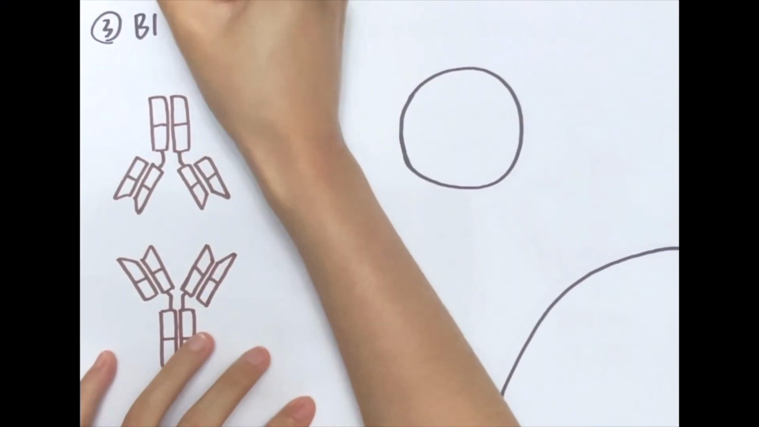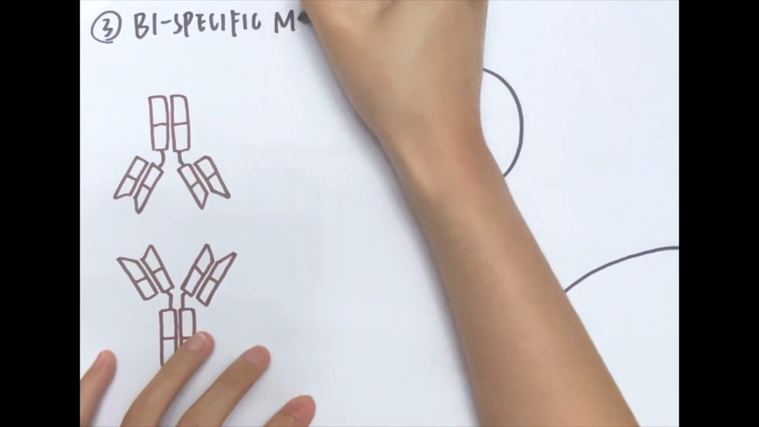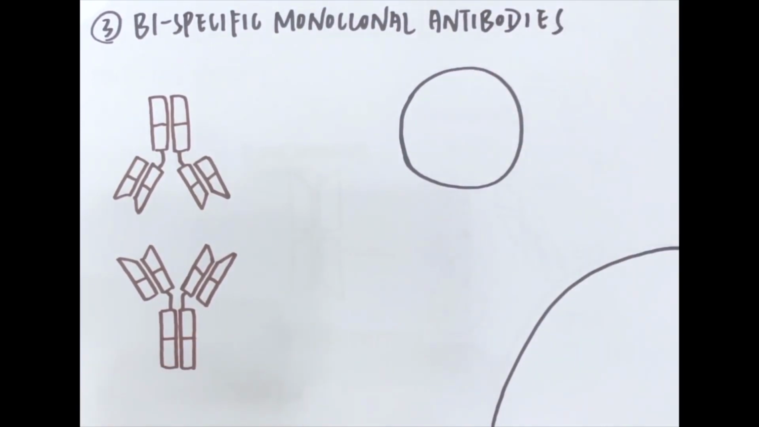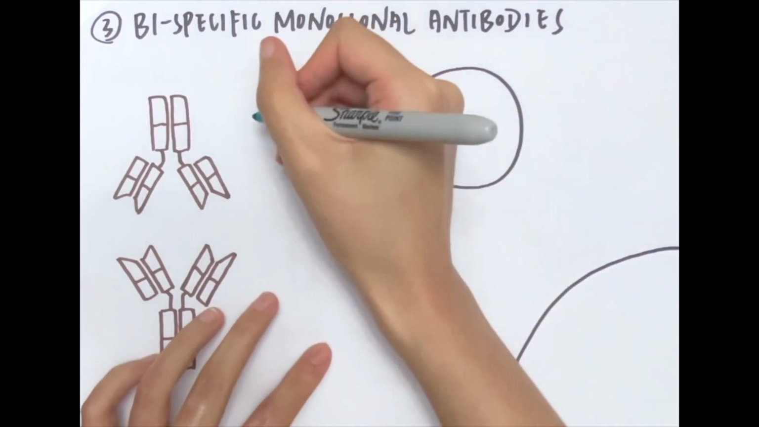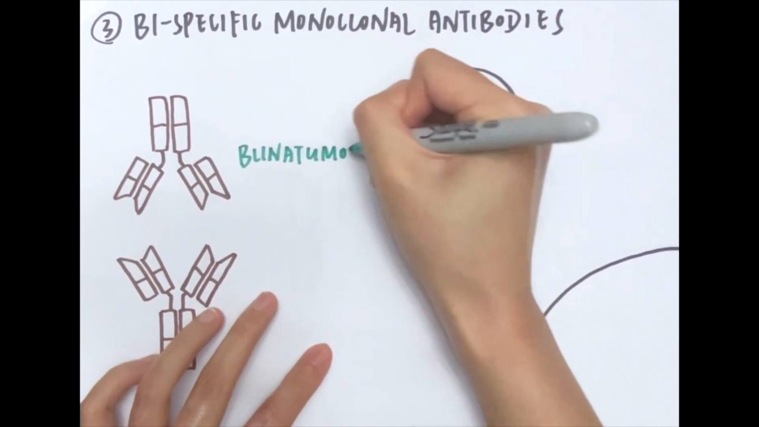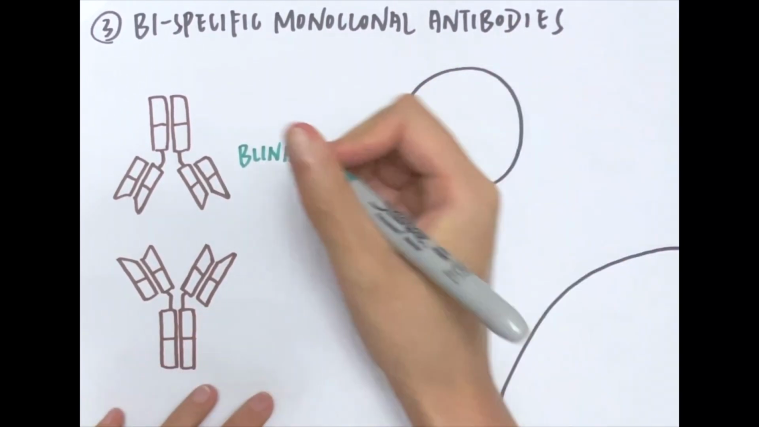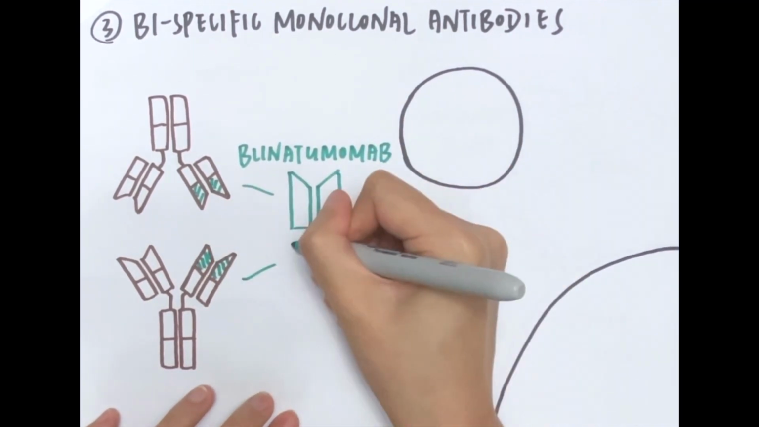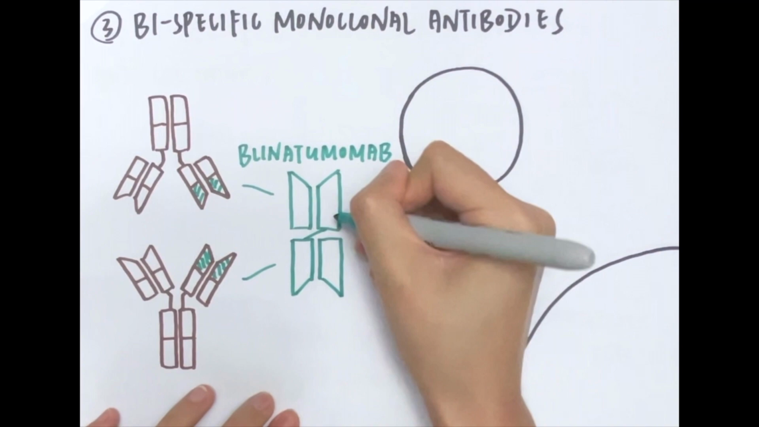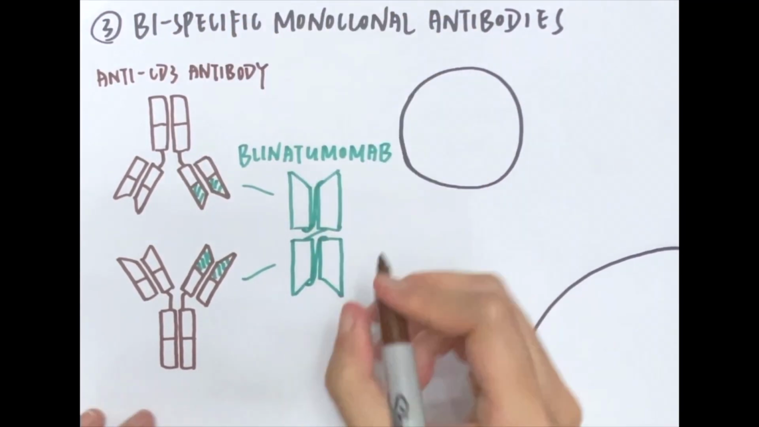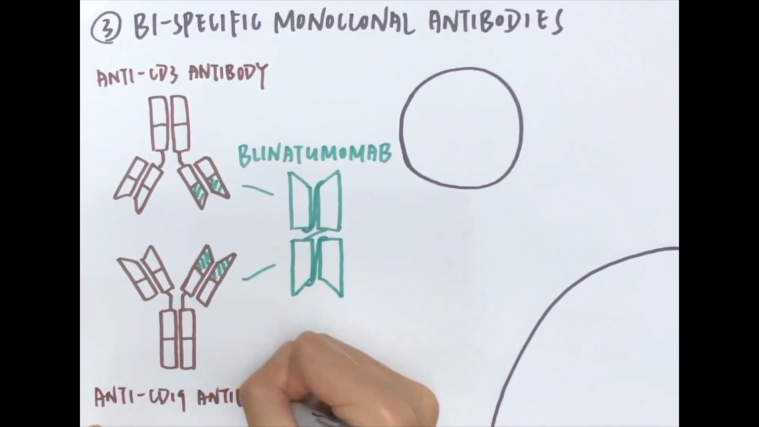The last type is bispecific monoclonal antibodies. As the name suggests, they are able to bind to two different antigens simultaneously. Blinatumomab is a treatment option for relapsed or refractory B-cell precursor acute lymphoblastic leukemia. It is made by taking the antigen binding region from two different antibodies and combining them together. In this case, they are the anti-CD3 and anti-CD19 antibodies.